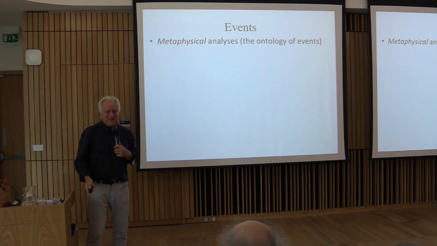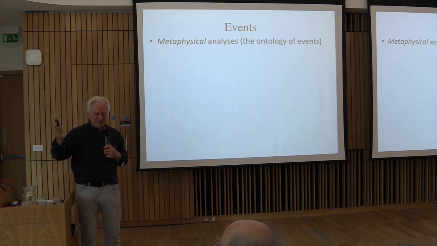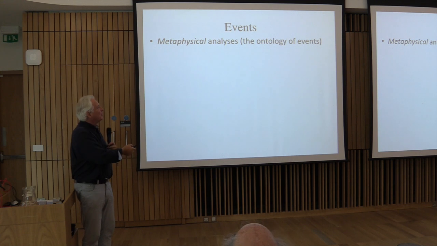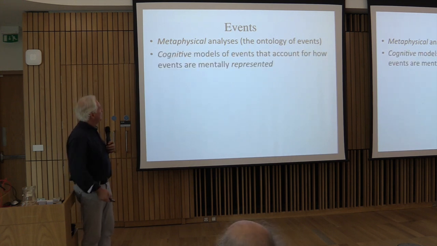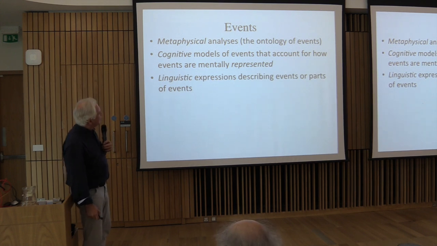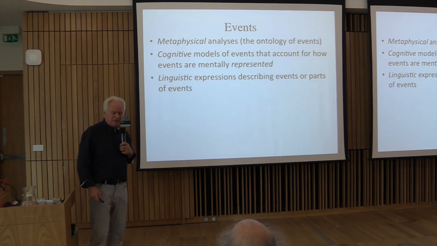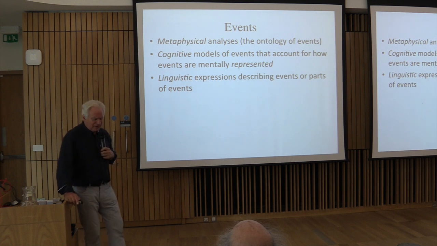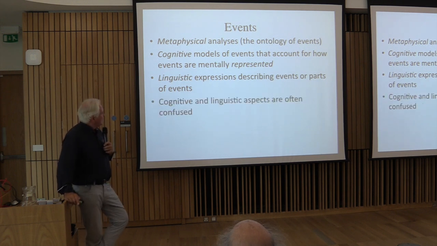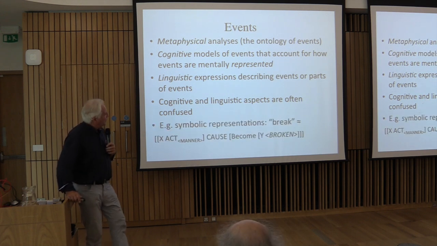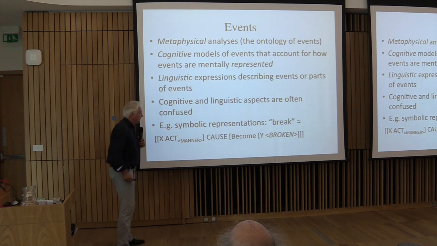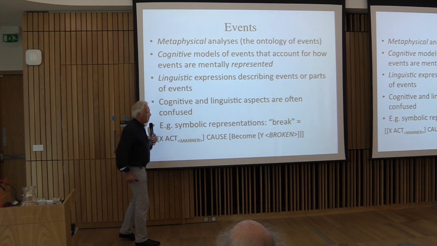In philosophy, you find metaphysical analysis, Davidson, Jaegwon Kim, and so on. They talk about the ontology of events. You can do that, but it doesn't tell you very much linguistically. You have cognitive models of events, and that's what I want to talk about, how you represent events mentally. And then you have linguistic expressions describing events or parts of events. And there is a tradition in formal linguistics that describes events. And I've found that they are often confused here. So very often you'll find in linguistics this kind of definition of the notion of break here.